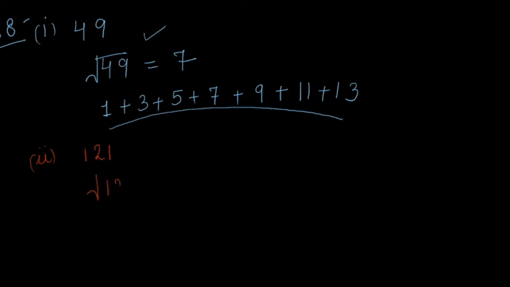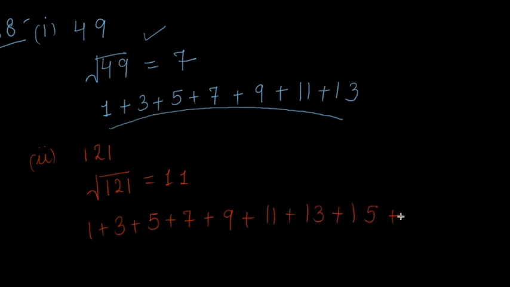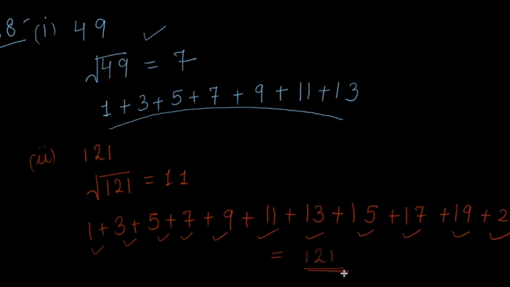Similarly, you have the second part, 121, right? We know the square root of 121 is 11. So we have to write 11 consecutive numbers. 11 plus 13 plus 15 plus 17 plus 19 and plus 21. Right? Count it. 1, 2, 3, 4, 5, 6, 7, 8, 9, 10, 11. So 11 consecutive numbers. If you calculate, its sum will be 121. I hope this is clear.